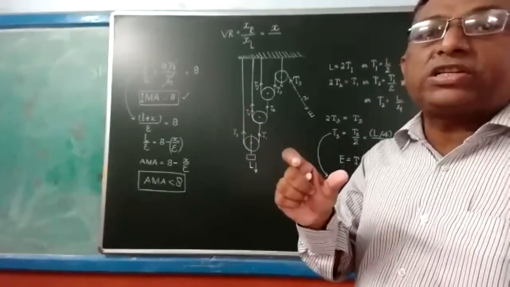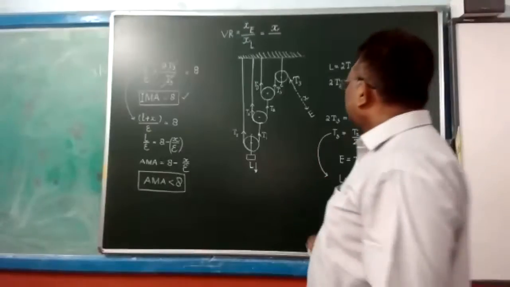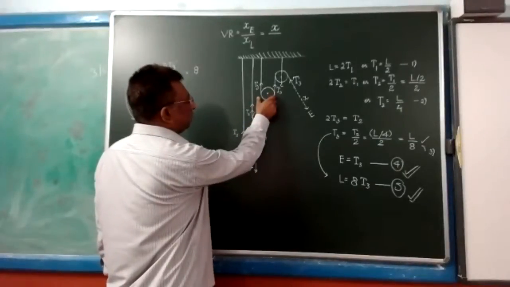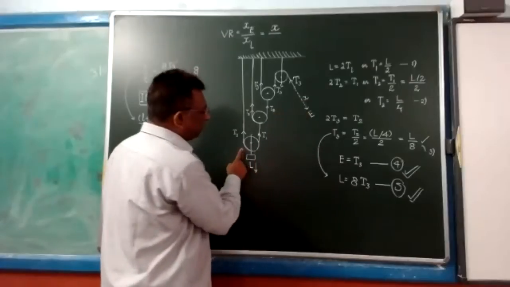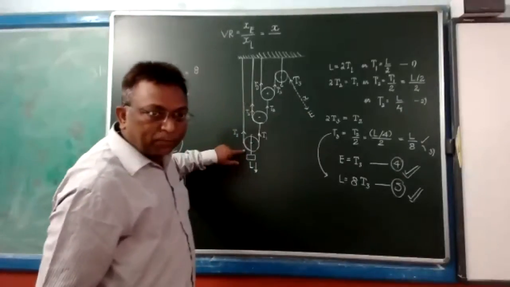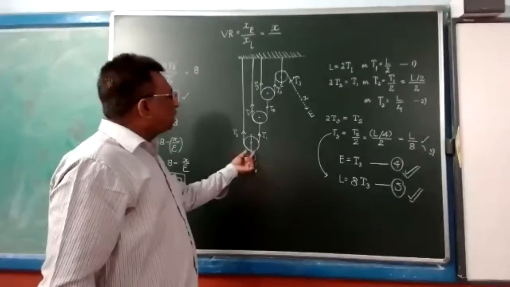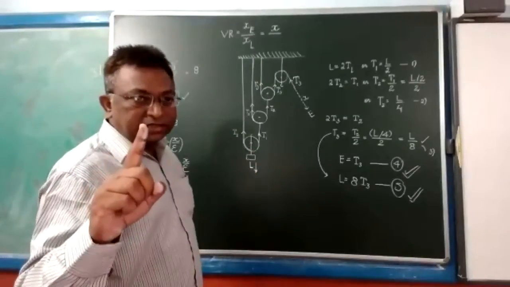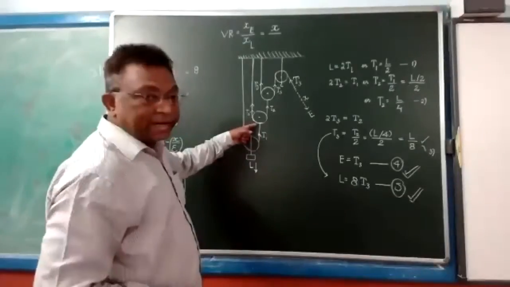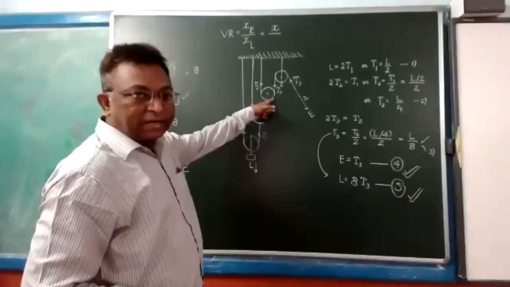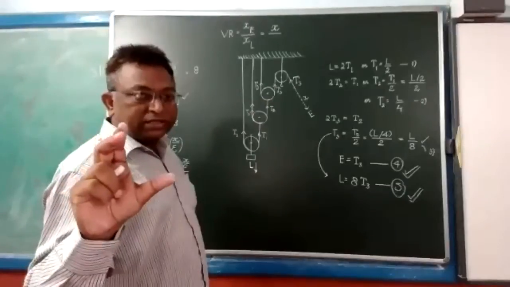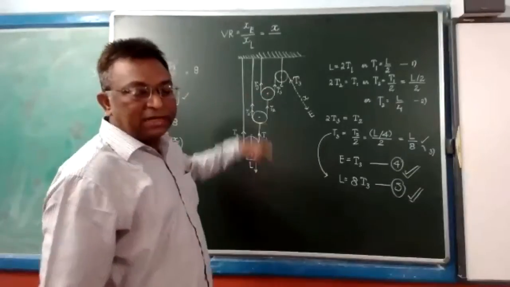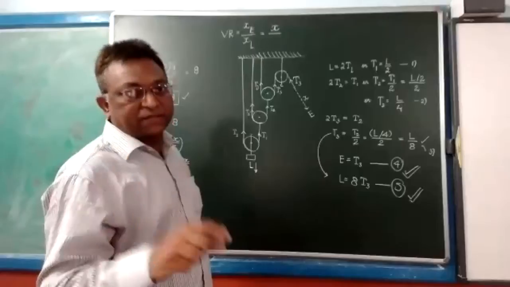It will be how much? x. Now, first mobile pulley, second mobile pulley, third mobile pulley. The first mobile pulley is raised to a distance of x upon 3. This one again x by 3, this one x by 3. What is the total distance moved by the load? x by 3 plus x by 3 plus x by 3, which is 3x upon 3, means x.